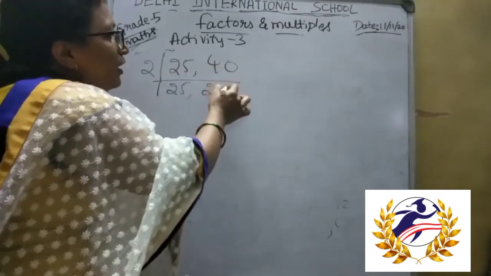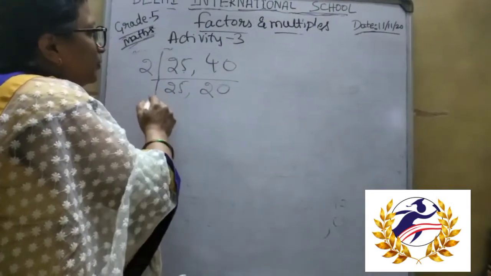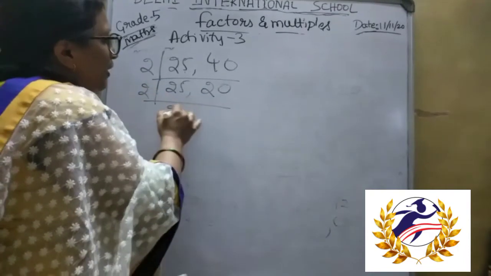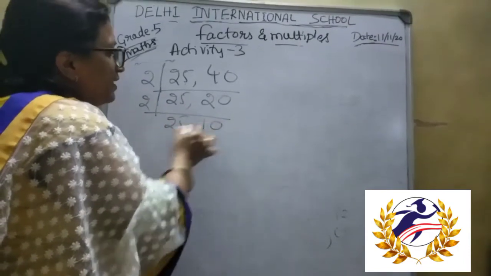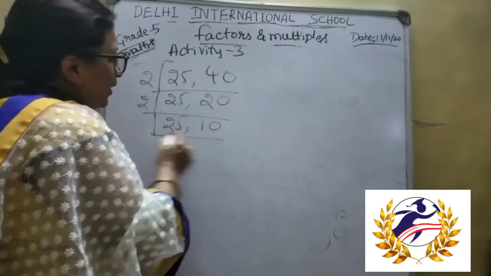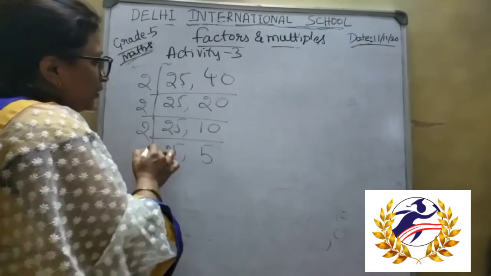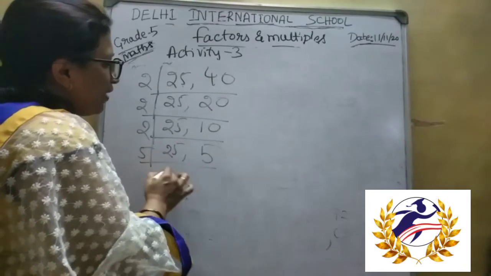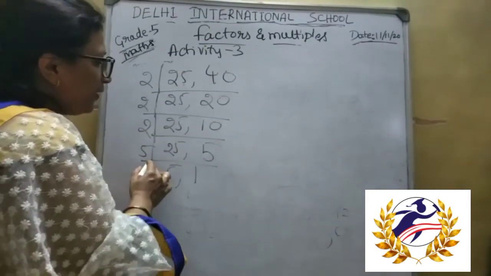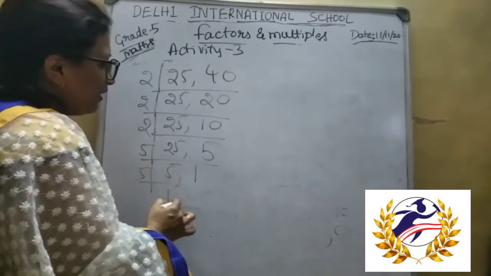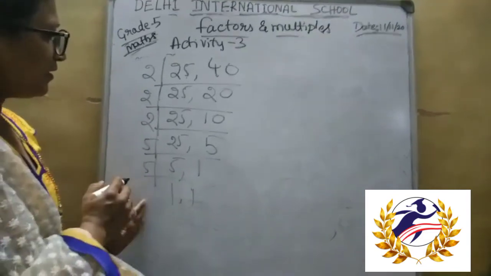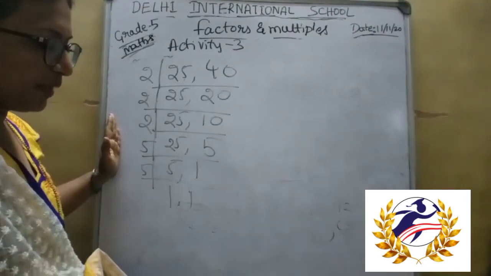2 2s are 4, so 0. 2 20s are 40. Now take 2 again: 25 does not go, so write it as it is. 2 10s are 20. Then if I take 2 again, 2 5s are 10. Then it will go only with 5: 5 5s are 25, 5 1s are 5. So this is the prime factorization method.